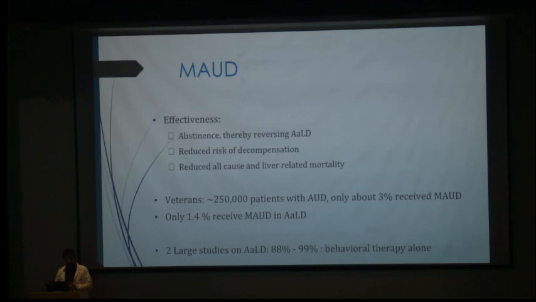So there is effectiveness in terms of abstinence, which thereby leads to reversing of liver disease. There is reduced risk of decompensation, and reduced all-cause and liver-related mortality. Despite that, the rates of prescription have been as low as 1.4% in alcohol-associated liver disease. In fact, in the larger studies, 88 to 99% of patients mostly receive behavioral therapy alone.